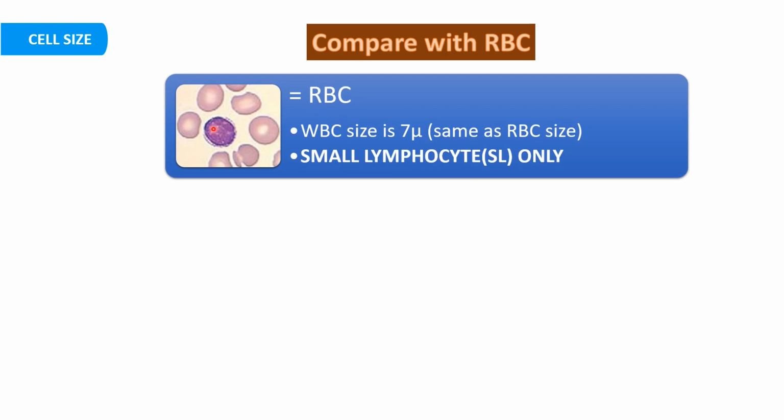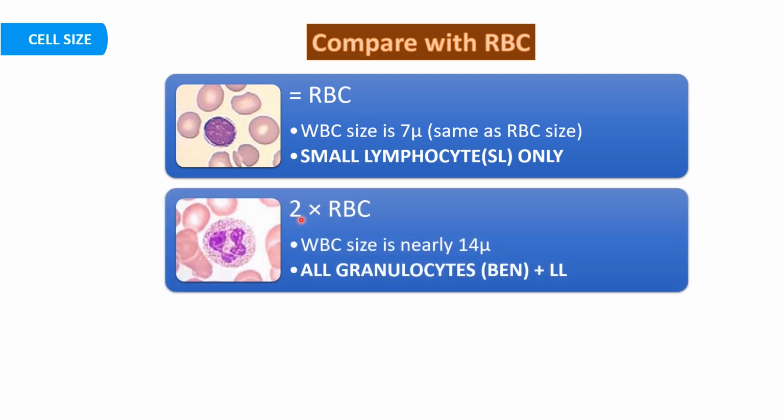So if the WBC size is equal to RBC, if it is nearly equal to RBC, that means the WBC size is 7 microns, that is same as RBC. Only one WBC is equal to RBC, that is small lymphocytes. So if you find any WBC, any nucleated cell which is having the size equal to RBC, that means it is small lymphocyte. No other WBC is equal to RBC. So if it is equal to RBC, it is small lymphocyte.